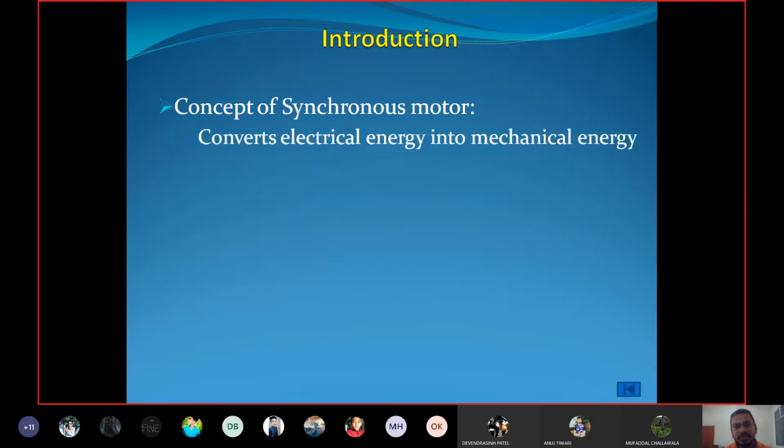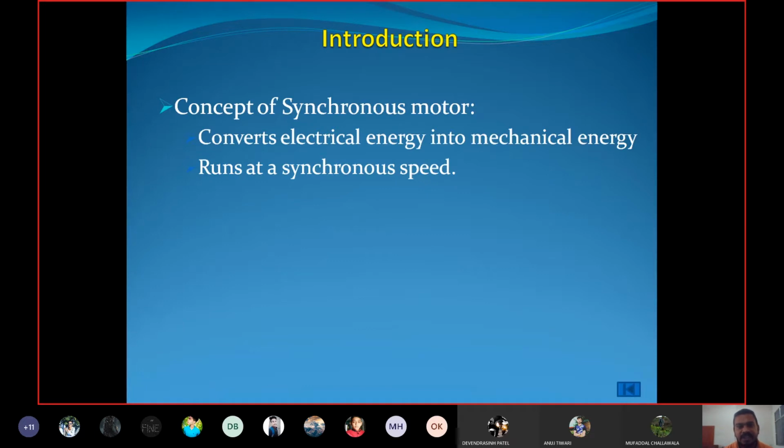Now the concept of synchronous motor. It converts electrical energy into mechanical energy. So the basic concept of the synchronous motor is that the motor converts electrical energy into mechanical energy. It runs at a synchronous speed. Another feature of the synchronous motor is that it always runs at a synchronous speed.